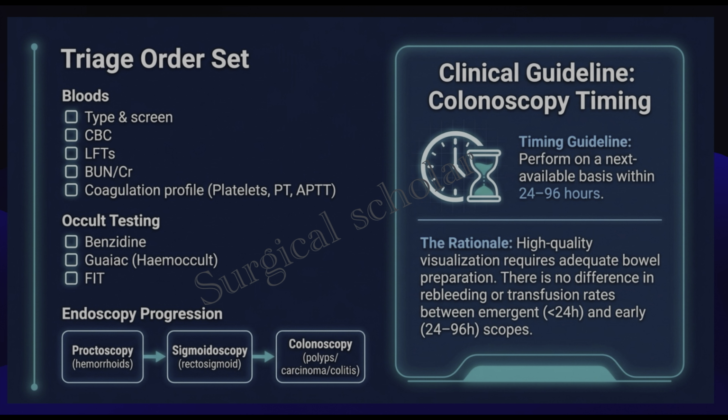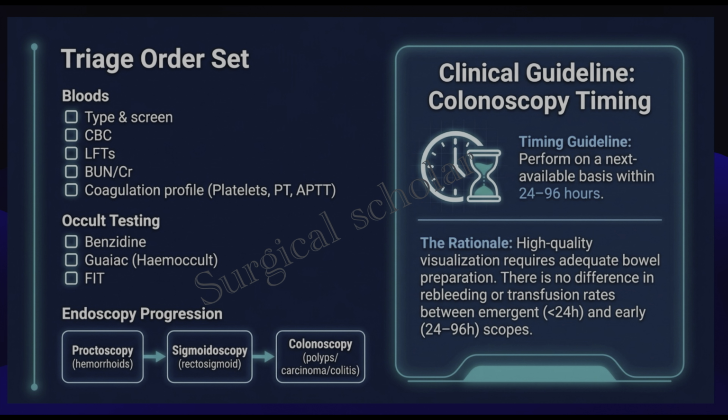Proctoscopy helps us diagnose hemorrhoids. Sigmoidoscopy looks for rectosigmoid pathology. Colonoscopy helps to rule out polyps, carcinomas and colitis. The clinical timing for the colonoscopy: it should be performed on a next available basis within 24 to 96 hours.